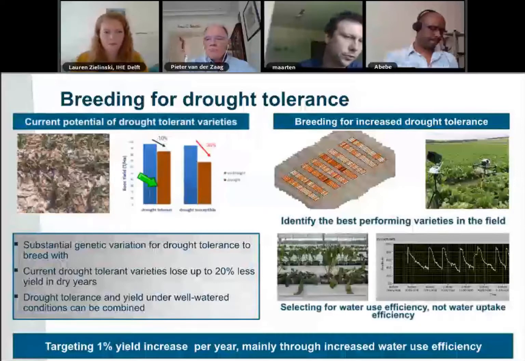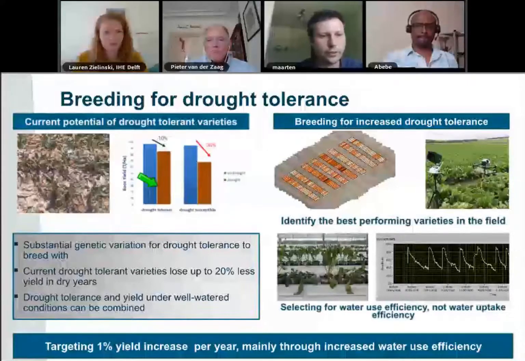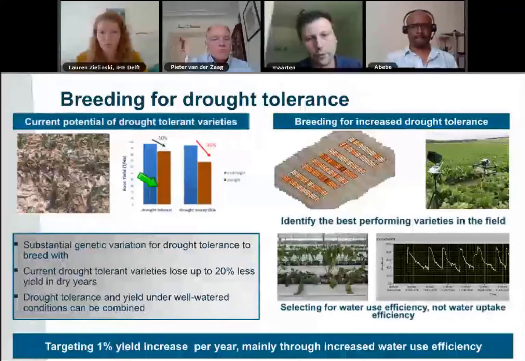Also important is that these drought-tolerant varieties can combine this drought tolerance with competitive performance under well-watered conditions as well. So this is an interesting angle from a breeder to further work on this genetic variation that already exists. And so we have intensified our breeding programs for drought tolerance as well.